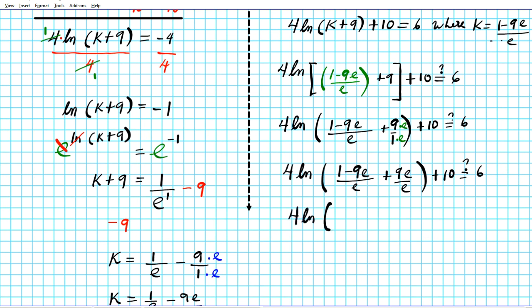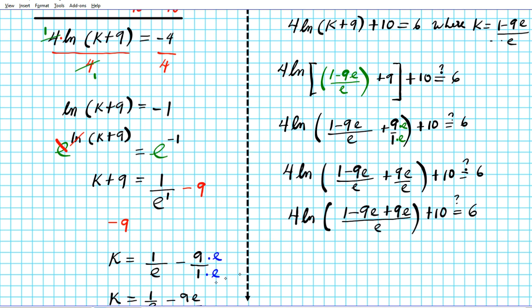Now that we have identical denominators, we can add the numerators, 1 minus 9e plus 9e, and this entire expression is divided by the single denominator e, plus 10. Is this equal to 6? That's the question. Now to simplify the left side of the equation, we're going to start working our way from the inside all the way out, okay? So examine this fraction in the parentheses. What can be done to simplify it? If you notice, the 9e's are opposites of each other, so those two add up to 0. And we're left with 4 times the natural logarithm of 1 over e, plus 10. Is this equal to 6?